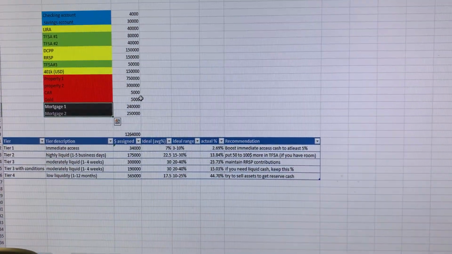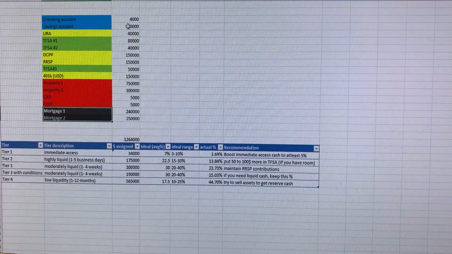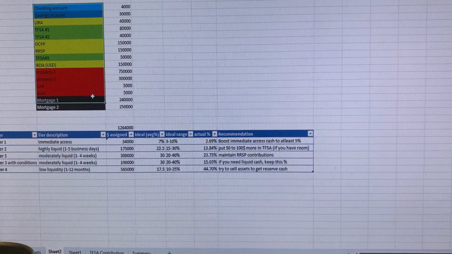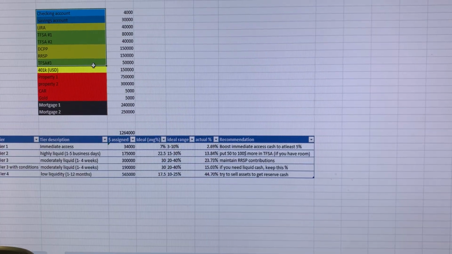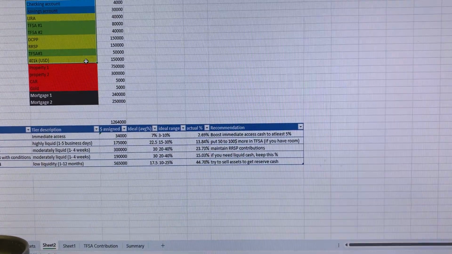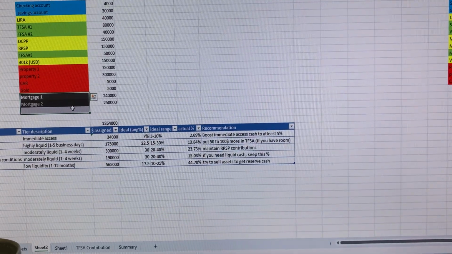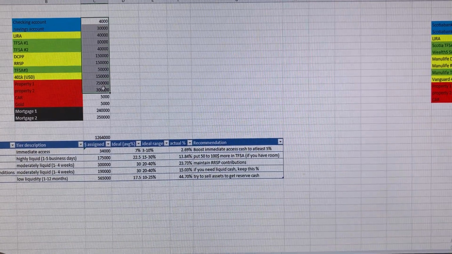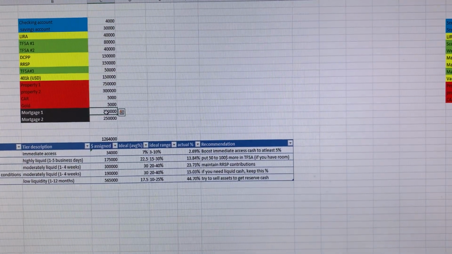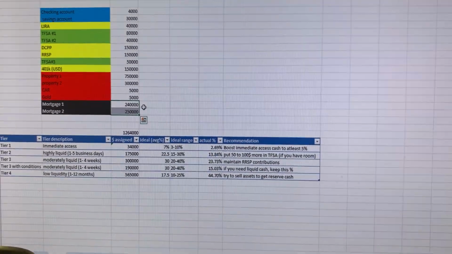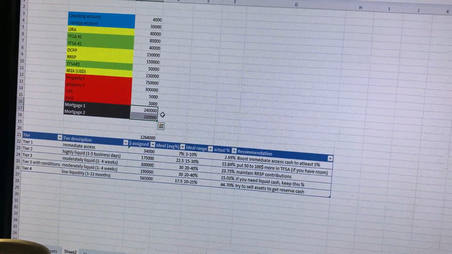So net worth is pretty much listing down all your categories of what your accounts are, checking, savings, investments, plus the properties and the mortgages that you have and the liabilities, basically subtracting all the numbers here from the numbers here. That will give you your total net worth.